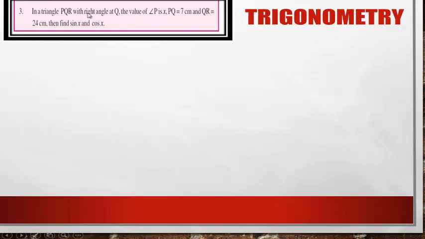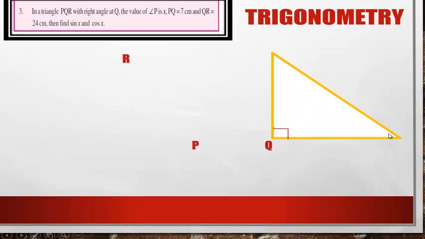In triangle PQR with right angle at Q, draw a triangle PQR. This is the right angle. Denote the vertex as Q and the remaining vertices as P and R. And also given that PQ is 7 centimeters and QR is 24 centimeters, and also angle P as X. This is X. The length of PR is not given, so we have to find the length of this PR first.